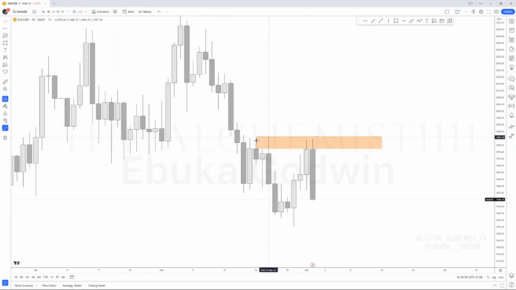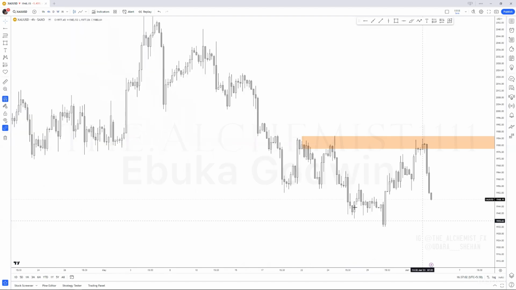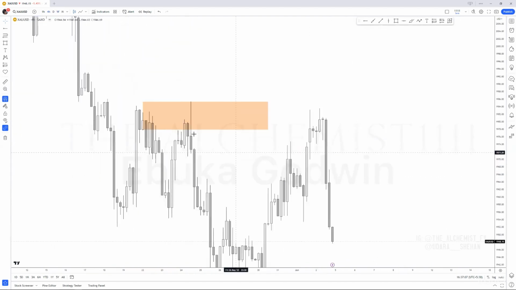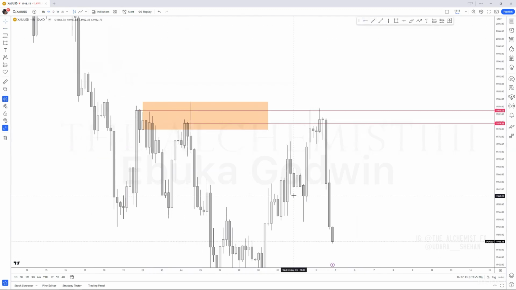Let's go to the daily. Did we have anything to refine this into? No, just a long wick. Then let's go to the H4. Now, if you go to H4, of course, we had many zones inside of this. See, we had this resistance here. We had this resistance here. Can you say, but I did not take any of this. I did not refine it to the H4 levels. I'll tell you why later.